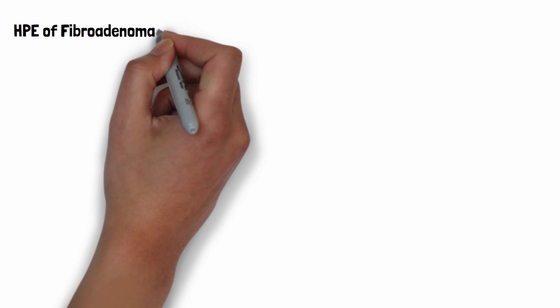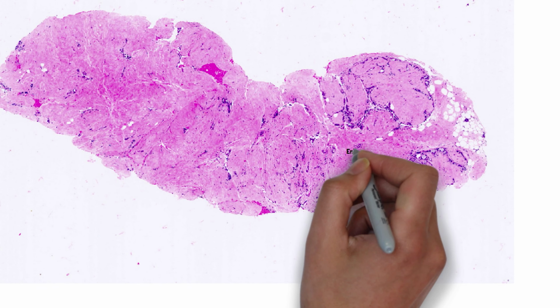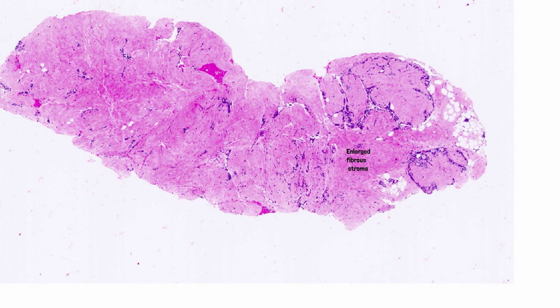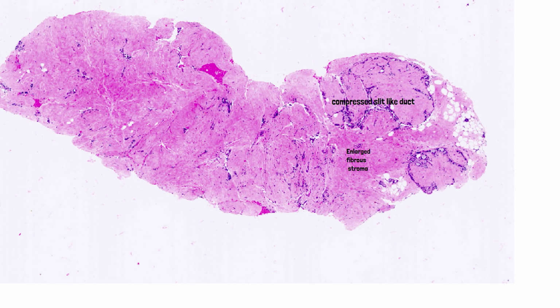Histopathology of fibroadenoma. Before that we saw the normal tissue of the breast. Here we can see the enlarged fibrous stroma. Because of this enlarged fibrous stroma, what will happen is the duct will be compressed like a slit.